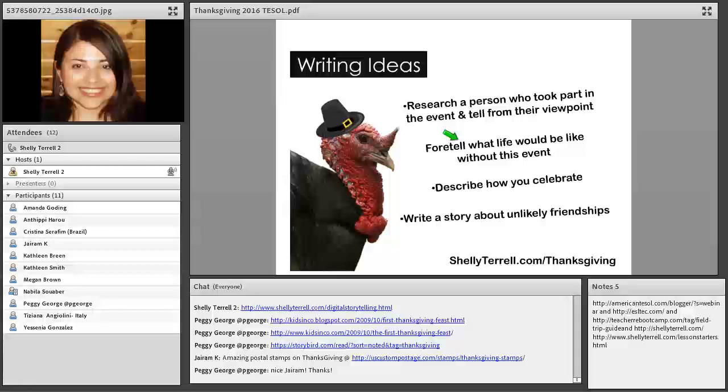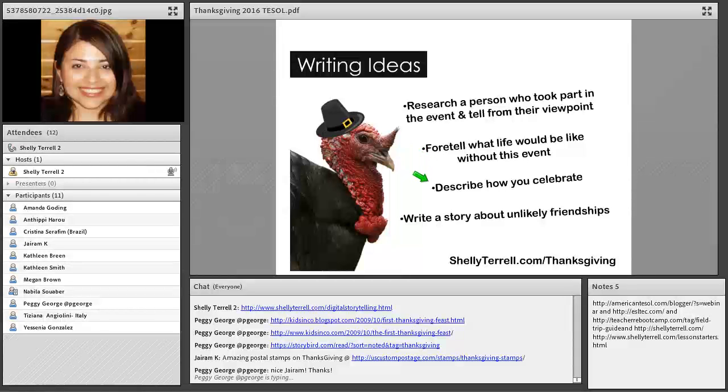There's also, for example, they can foretell what the future would have been like if this event had not taken place, because this event impacts everyone around the world. If the Native Americans and the Pilgrims hadn't gotten along, weren't able to set aside their differences and come together, what would have been the future of America? And how would that have affected other countries as well?